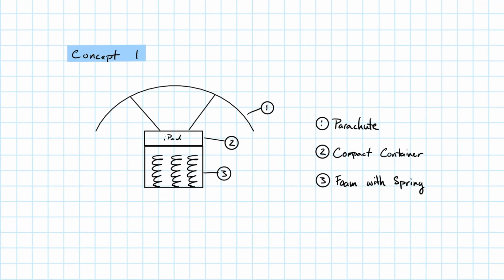The first concept we came up with was having sponge with springs inside of the sponge, layered with an iPad that could lay on top of it. The parachute would then connect to the corners of this sponge and spring bed. The sponge and springs would slow the impact's change in acceleration, while the parachute would slow the fall going into the impact. Slowing the fall would mean less velocity, which would result in less acceleration back into the iPad.